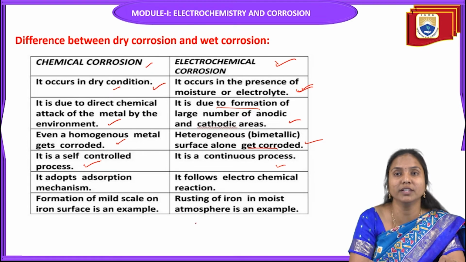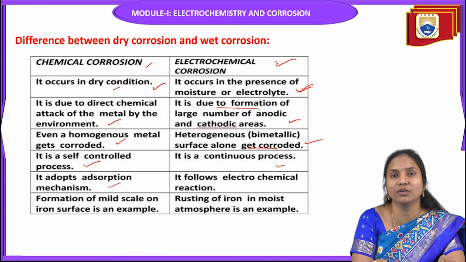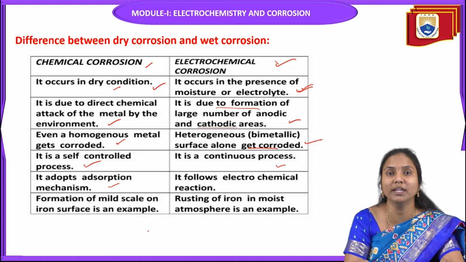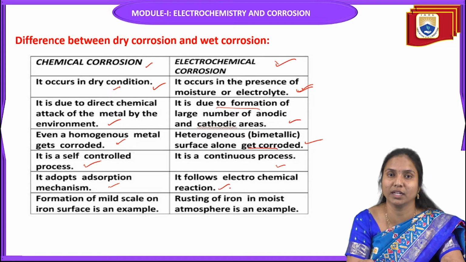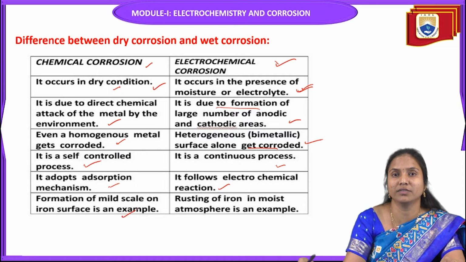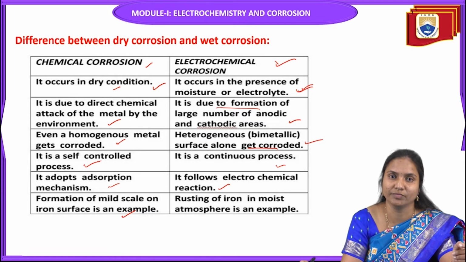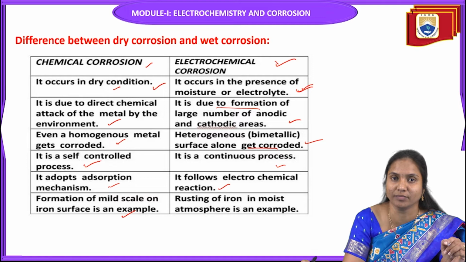In wet corrosion, it is a continuous process. In dry corrosion, it adopts an adsorption mechanism, directly absorbed by the metal surface. But wet corrosion follows electrochemical corrosion, in contact with a conducting liquid. The last one is the formation of mild scales on the metal surface. The best example is rusting of iron. Rust is a reddish scale formed on the metal surface when it interacts with atmospheric oxygen.